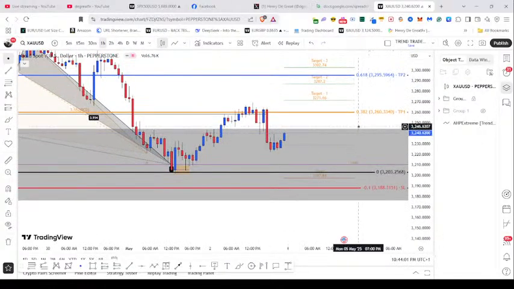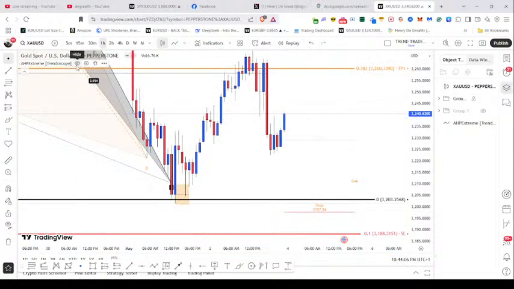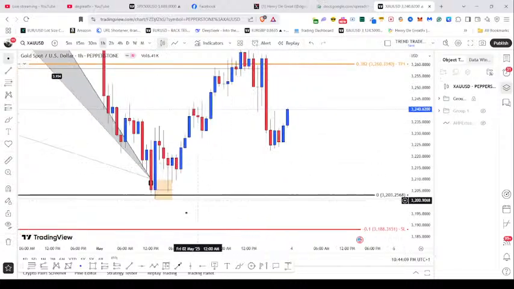Let's look at what price did here. Let me first of all remove this as well. Let me even switch this indicator off. I don't need you right now. Look at what price did here.